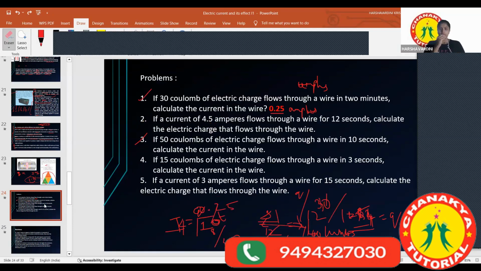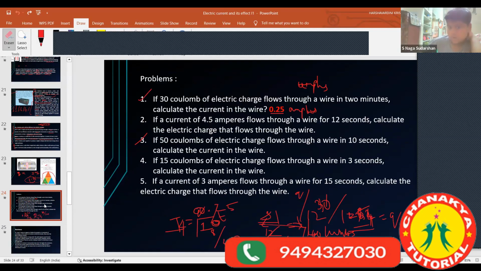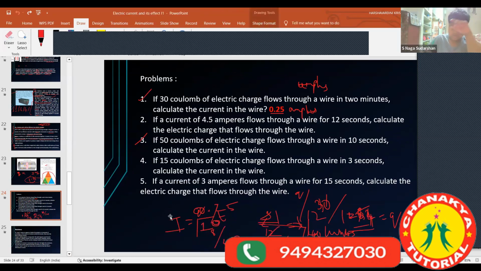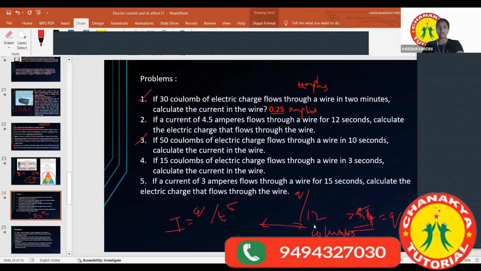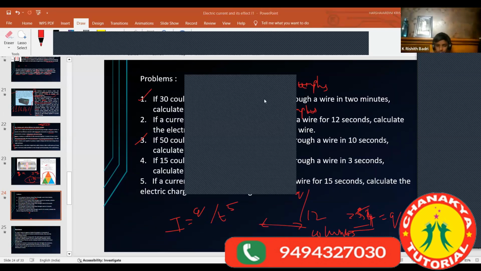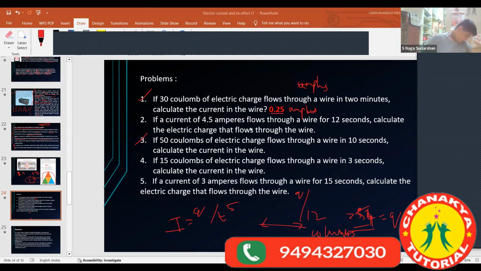50 coulombs of electric charge flows through a wire in 10 seconds. Calculate the current in the wire. 10 by 50 is equal to 1 by 5. Everybody got the answer 1 by 5? Yes, ma'am. Soumya, what about you? 10 by 50 is equal to 1 by 5, or 2 by 25.